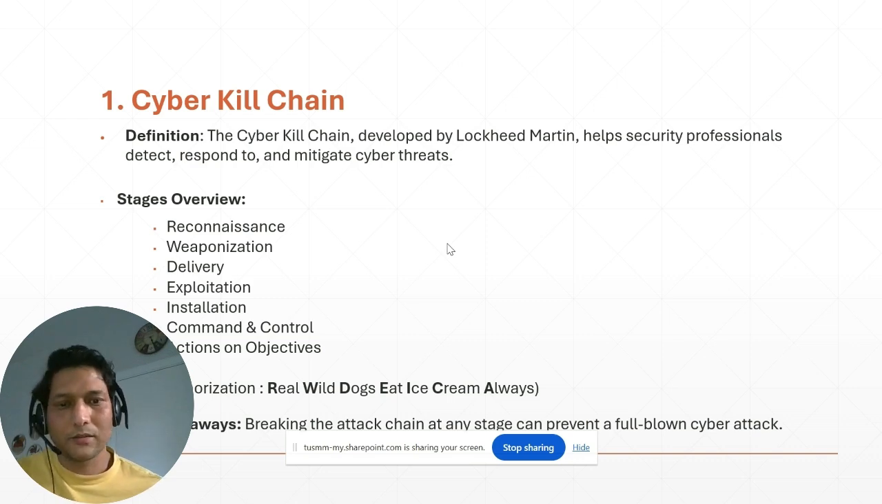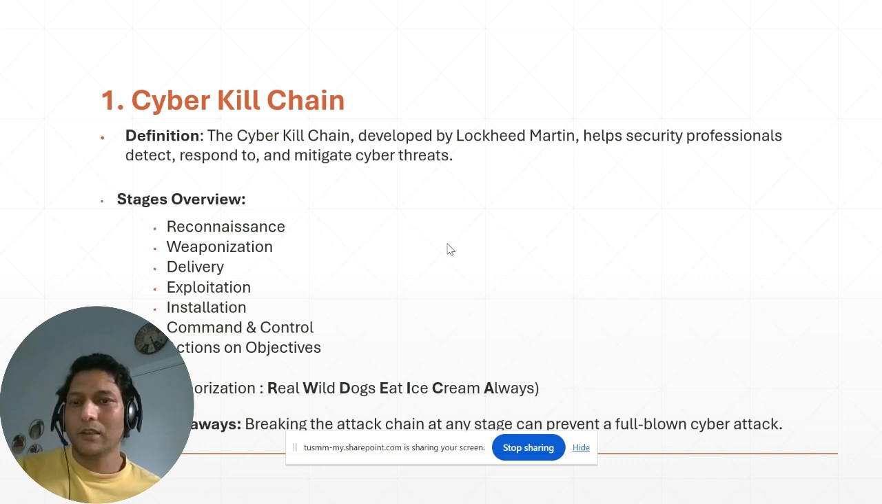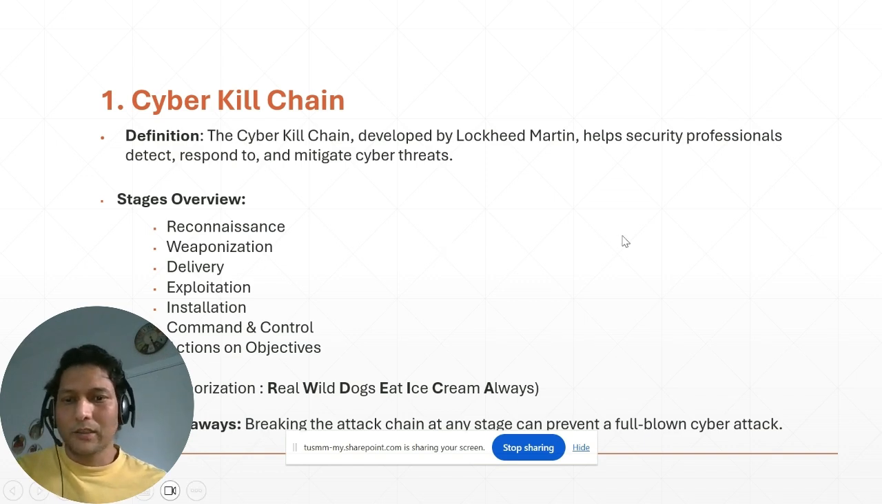So that is helping us remember the various phases: reconnaissance, weaponization, delivery, exploitation, installation, command and control, and actions on objectives. The takeaway from this is that breaking the attack chain at any stage will be helpful for companies or individuals to prevent a full-blown cyber attack.